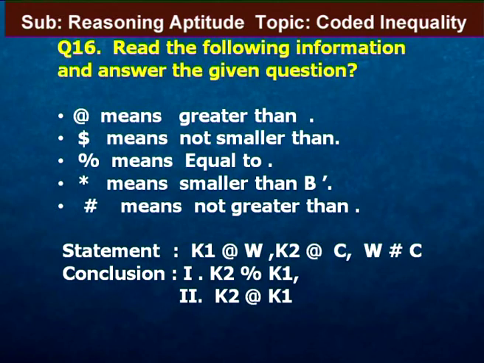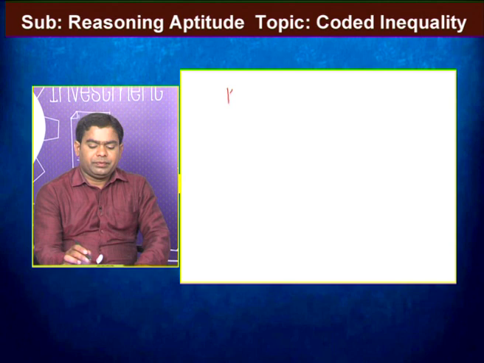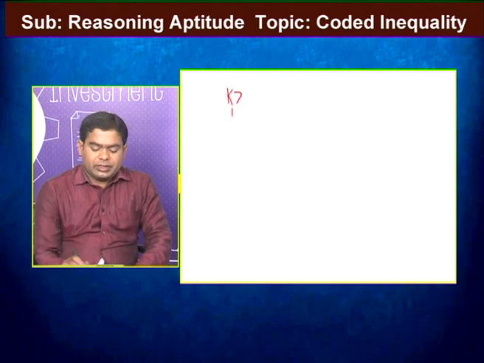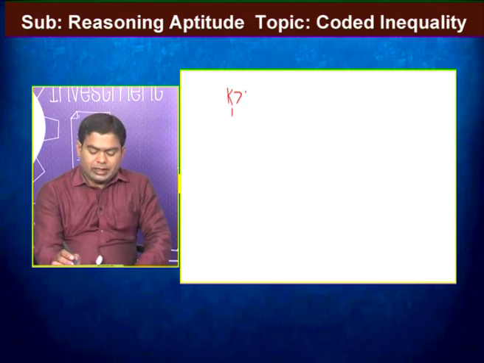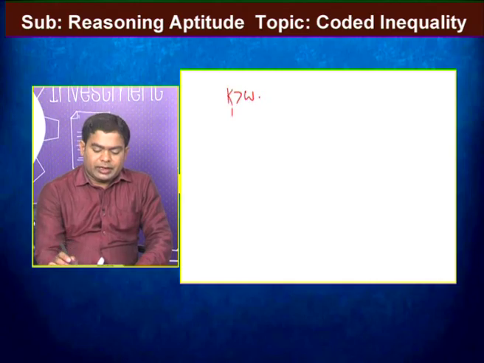So here the question: K1 at the rate W, K2 at the rate C, W hash C. Conclusion 1: K2 percentage K1. Conclusion 2: K2 at the rate K1. So the solution for the given question: K1 at the rate W, at the rate is denoted as greater than. That means K1 greater than W.